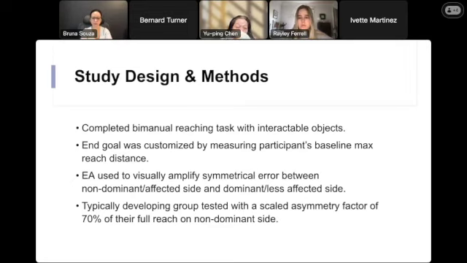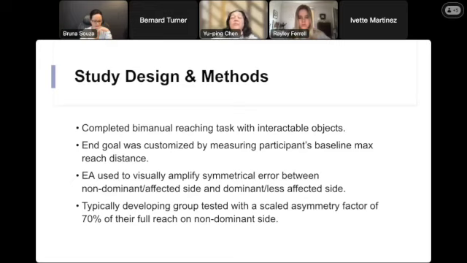So they used error augmentation. The way they used it was to visually amplify the asymmetrical error between the non-dominant affected side for the cerebral palsy group and the dominant, less affected side. They did this by a factor of 2. So what this means is that if their non-dominant hand was in reality 2 centimeters behind their dominant hand, in the game it looked like their hands were 4 centimeters apart, where in reality their hands were 2 centimeters apart.